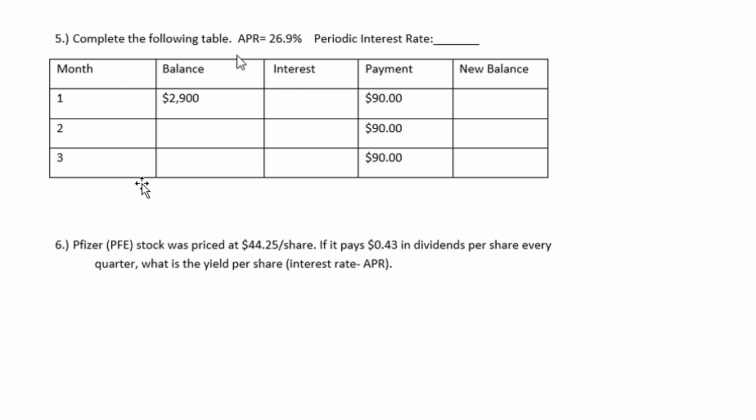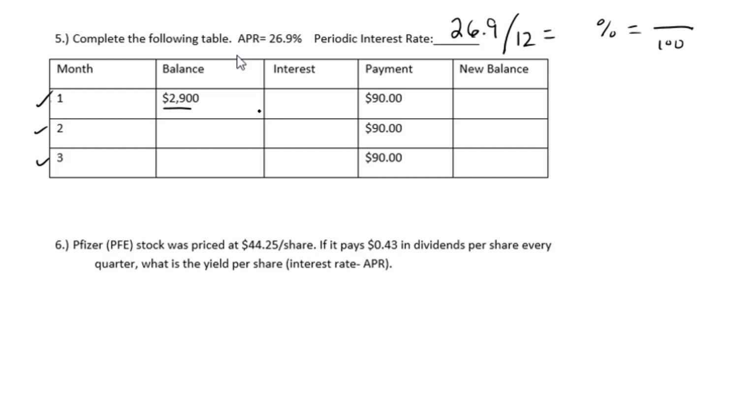Okay, I'm going to start this table for you. And this table is, here's the starting balance. The periodic rate is going to be how much do you pay each period. And you're paying this off monthly, right? So the periodic rate is going to be 26.9 divided by 12. And that's a percentage, which means part of 100.